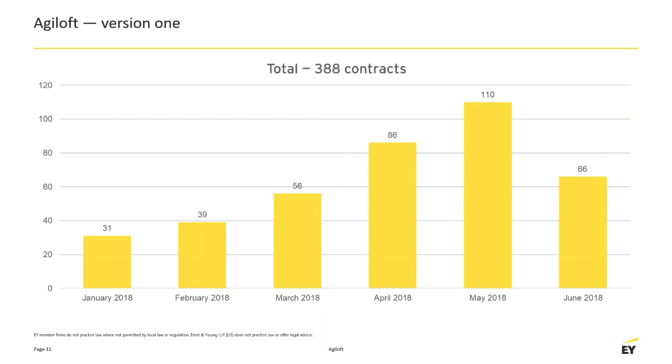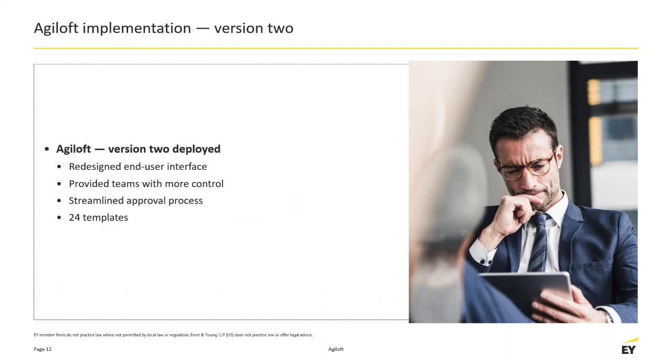So if we go to the next slide. This is version 2, so this is everything that I just talked about. We redesigned the end user interface. We gave teams a little bit more control. We streamlined the approval process. We had a very rigid workflow that we had put in place, an approval process that was very much one size fits all. It was also a little complicated, the way we had designed it, the way people had to even create and launch the approvals and assign approvers. We really just streamlined all of that.